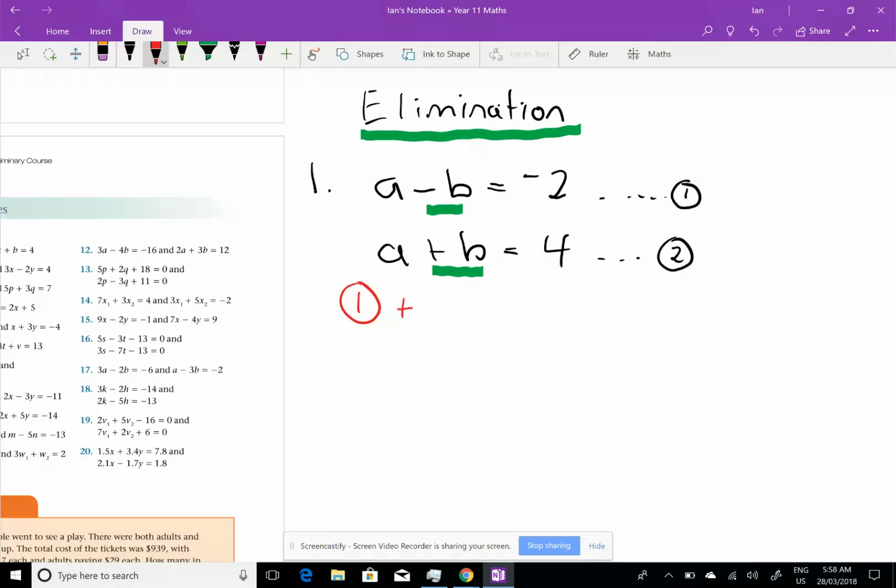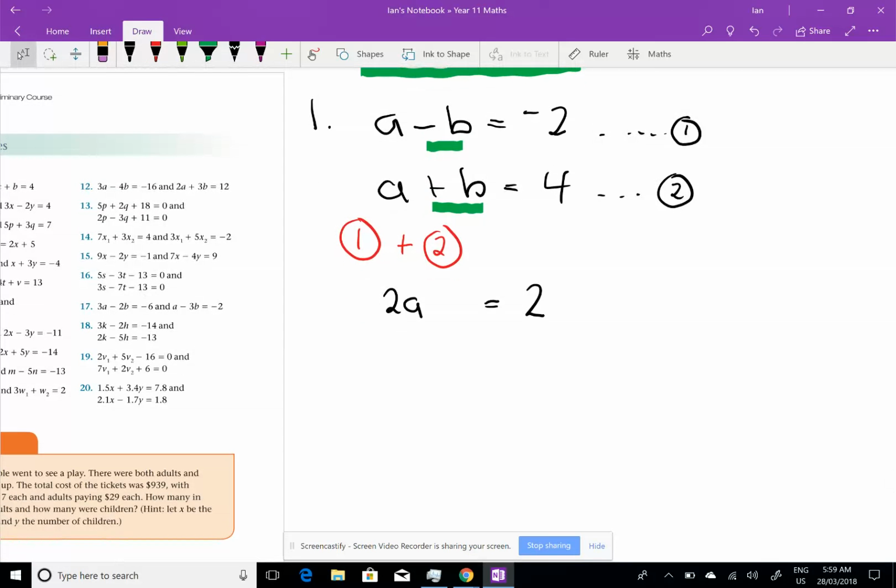So I'm going to go equation 1 plus equation 2. Now you can see I've written these equations above one another, which makes it very easy to do the addition process because I just add each part. So a plus a, 2a. Minus b plus b, that eliminates. Minus 2 plus 4 is 2. And now you can see I've got an equation with one variable, which I'll now solve. I'll divide both sides by 2, and I'll get a equals 1.